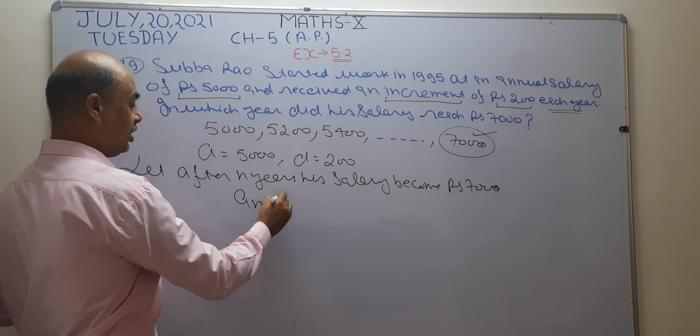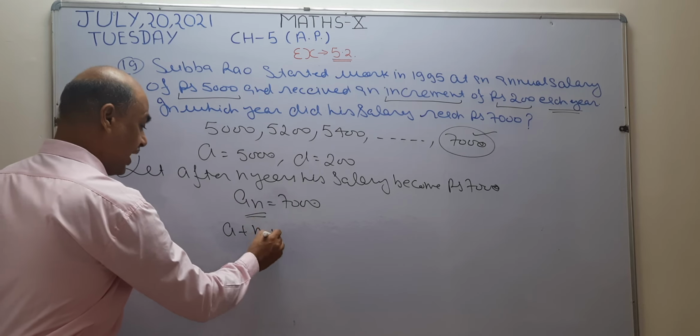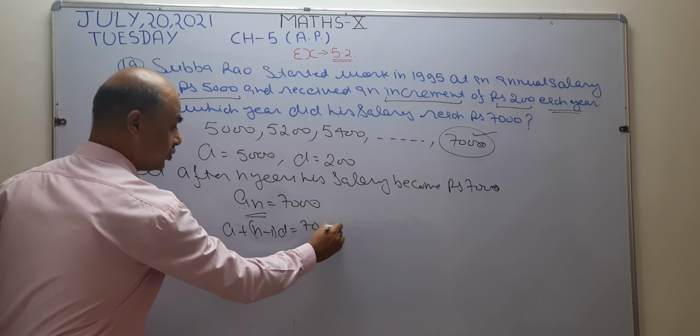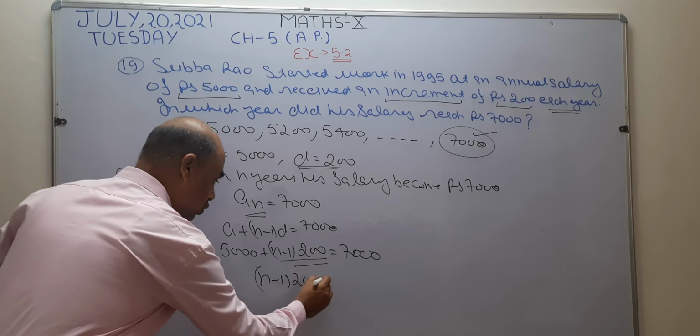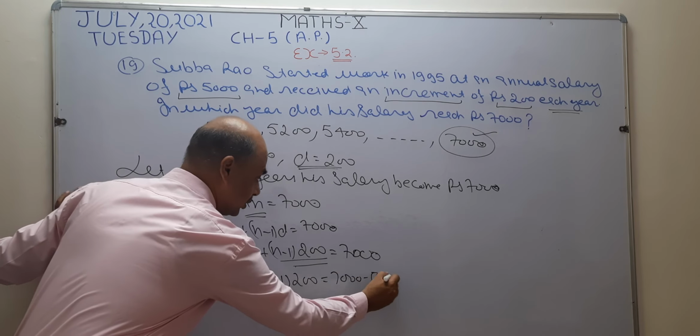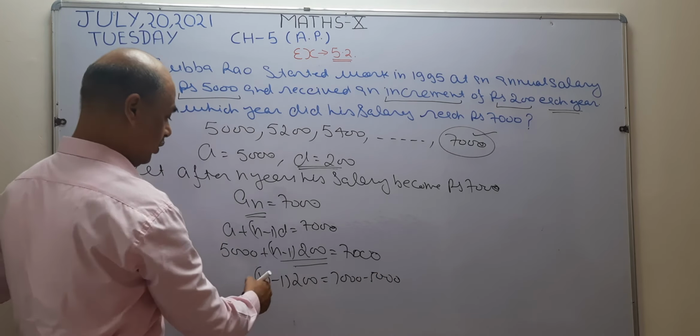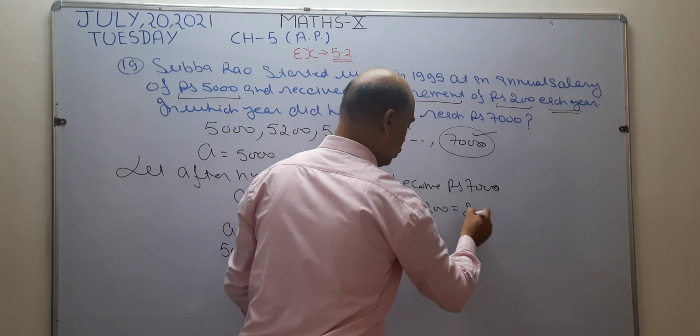How do we find the value of AN? The formula for the nth term is A plus n minus 1 into D equal to 7,000. What is the value of A? A means first term. First term is 5,000. So write here 5,000, n minus 1. What is the value of D? D means common difference. It is given as 200 rupees. So write here 200 equal to 7,000. Now I want to find the value of n. For this I take this term from left to right. So what is left? N minus 1 into 200 equals 7,000 minus 5,000, which becomes 2,000.